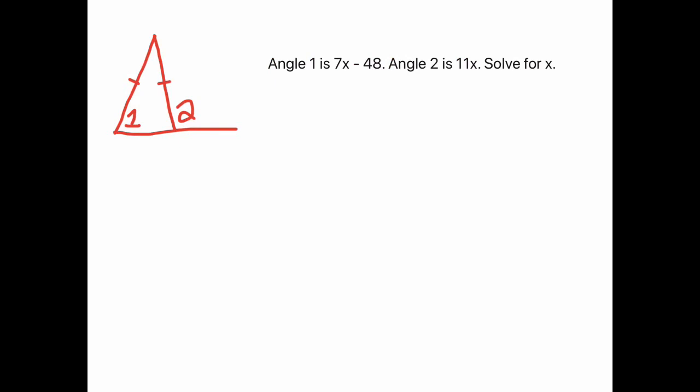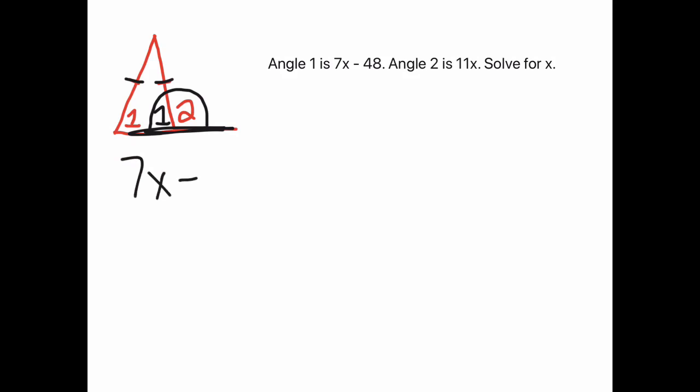All right, this one's the hardest one, I believe, on here. It says angle 1 is 7x minus 48, and angle 2 is 11x. They want you to solve for x. So this is definitely an isosceles triangle, which means that this is also angle 1 here. So you can add angle 1 and angle 2 together to get 180 degrees because they also form this line right here. So that's what you do.